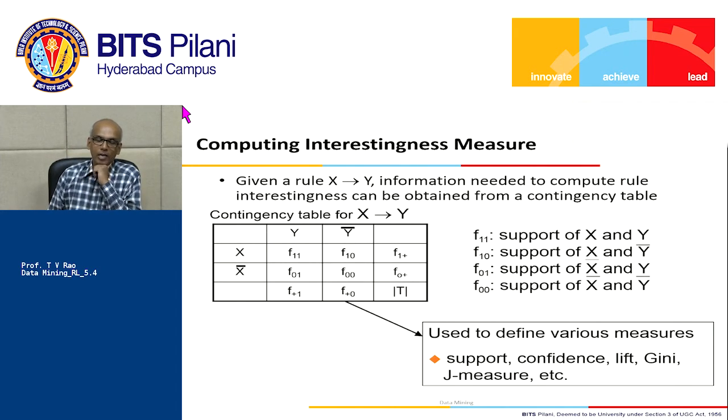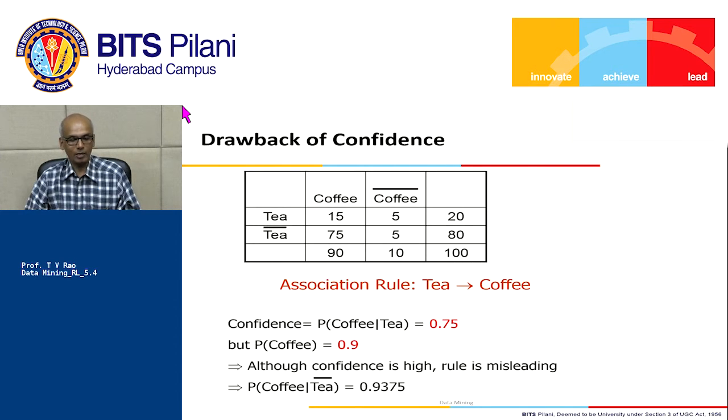Now let's say we have a contingency table for the rule X implies Y. How does it come? We look at the support for X and Y, so we are getting a support of F11. Then the support for X when Y is not there, we are getting F10. Similarly, the support for Y when X is not there is F01. When both X and Y are not there, it is F00. So when we create this contingency table, we can analyze it to see if there is an interesting pattern among them.